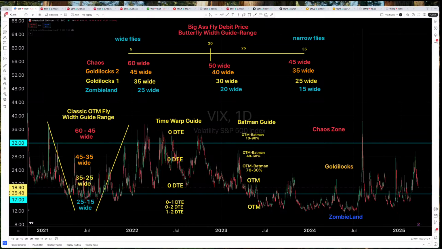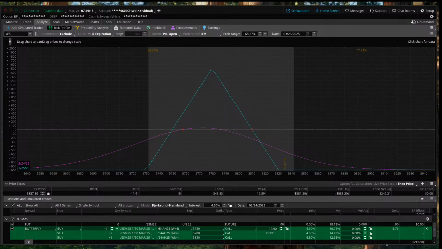Our next thing is to take a look at the big ass fly, because that's what we're using as a gauge to figure out exactly where in that range we are. And so that means going to thinkorswim. And that's what I'm doing. You see it right now.